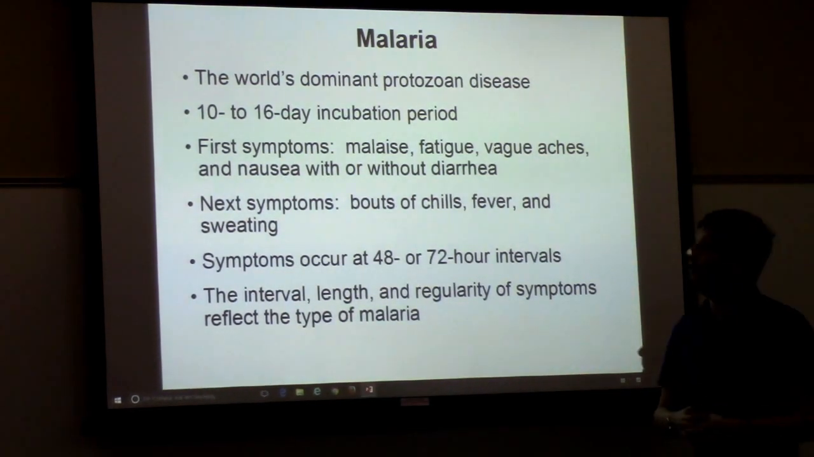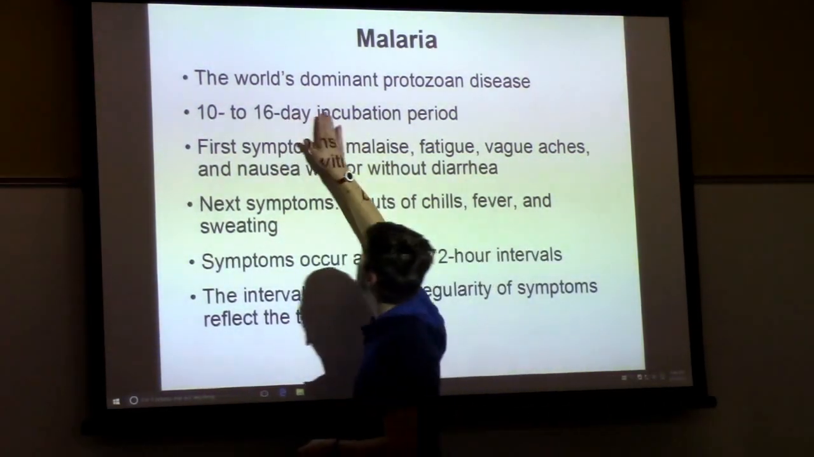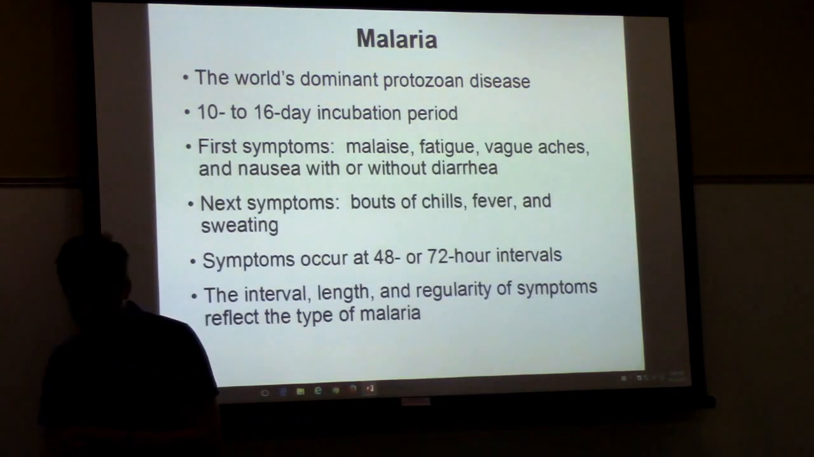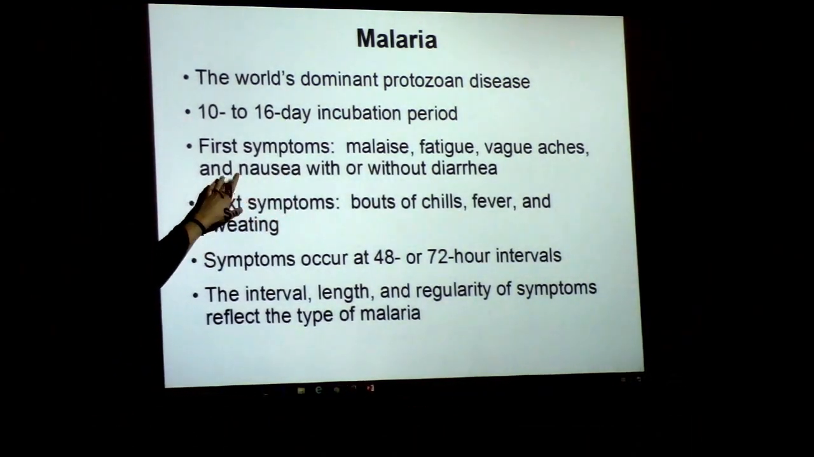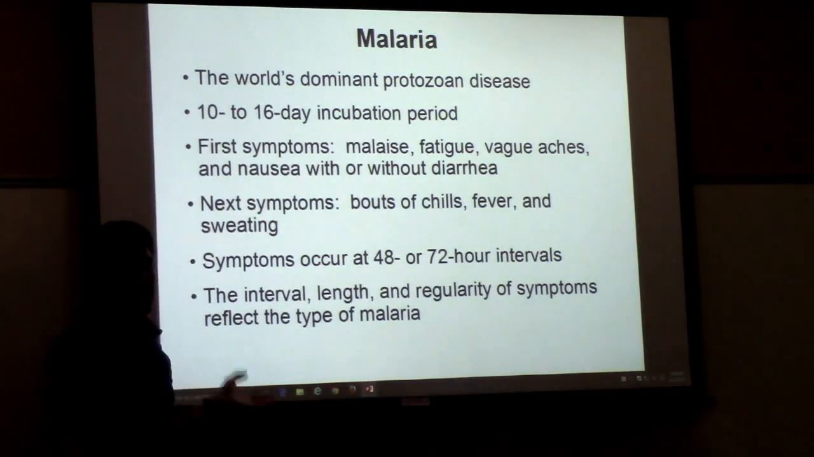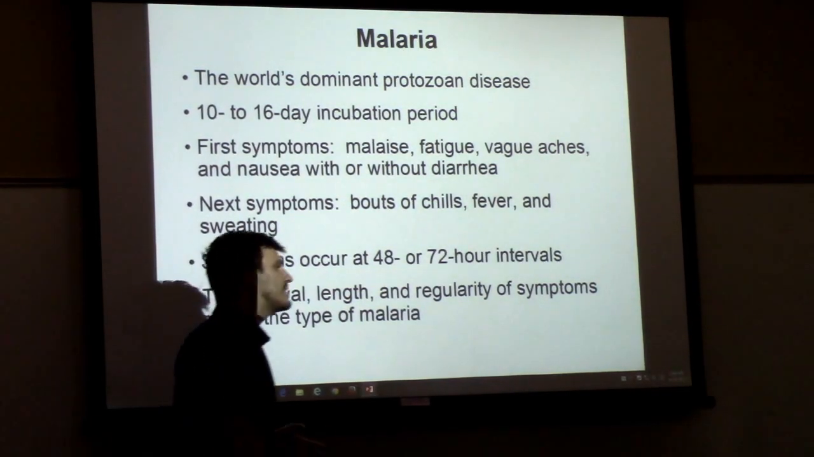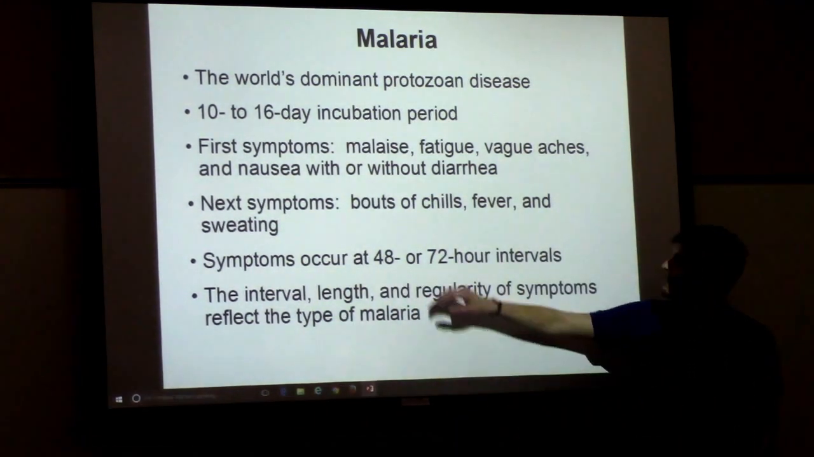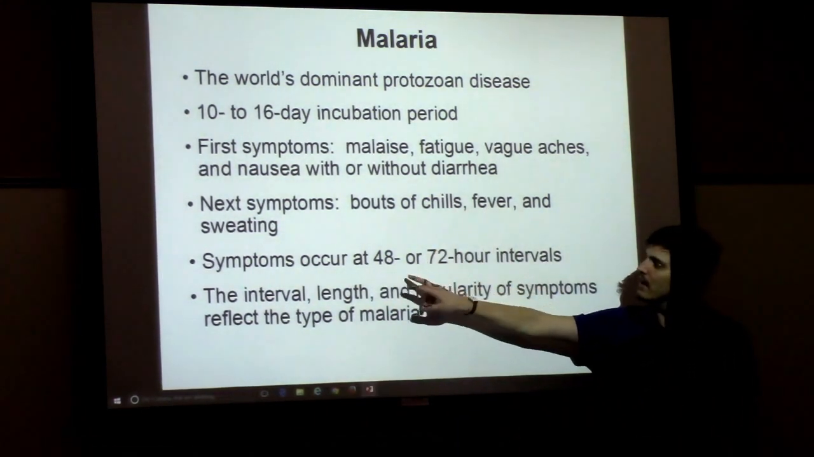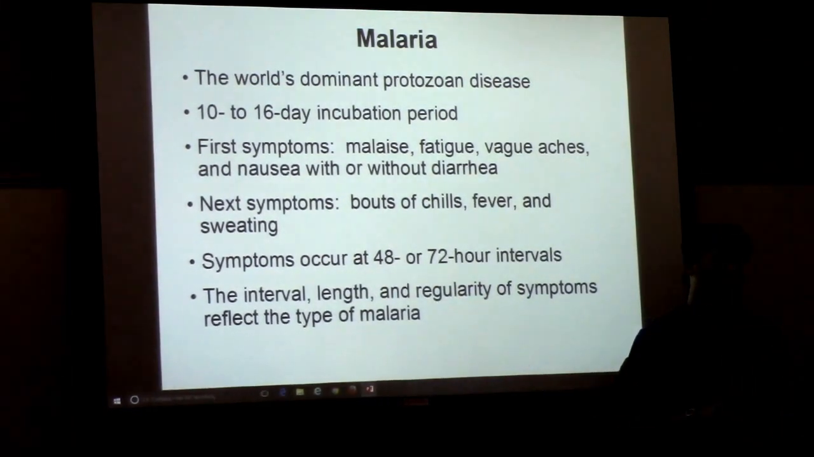So it starts off with a 10 to 16 day incubation period. And then the first symptoms that develop are very general: malaise, fatigue, sore aches, nausea, and diarrhea, very flu-like. However, what distinguishes it from the flu is the next symptoms, which are bouts of chills, fever, and sweating that occur every 48 to 72 hours.